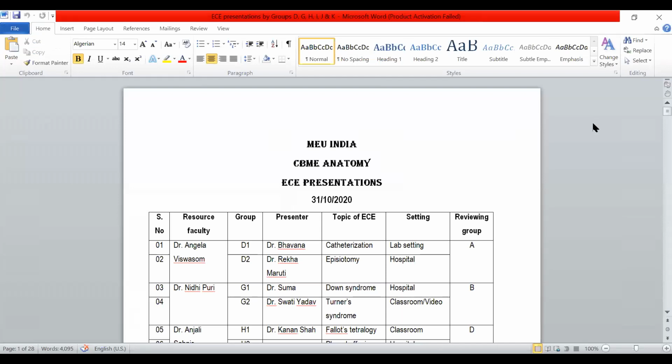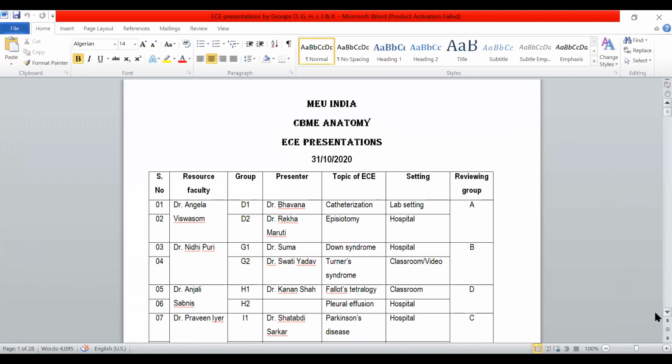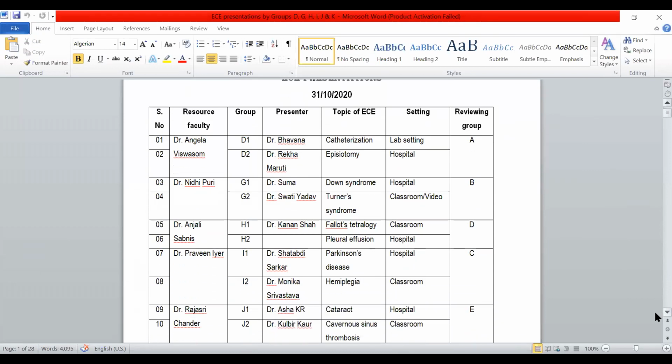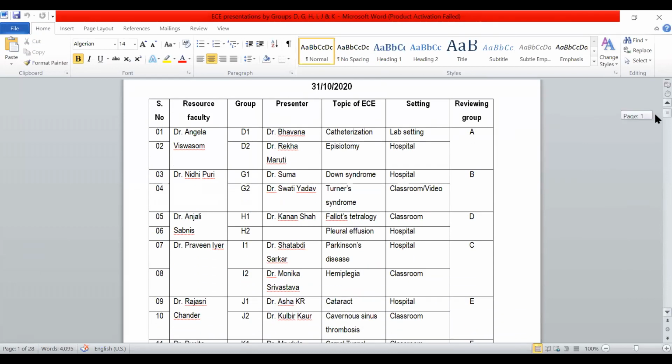Yes, ma'am. So moving on to the second session of ECE presentations, we are having groups D, G, H, I, J, and K presenting today. The first group to go on for presentation is group D1, guided by Dr. Angela ma'am. The presenter is Dr. Bhavana. The topic is catheterization in a laboratory setting.